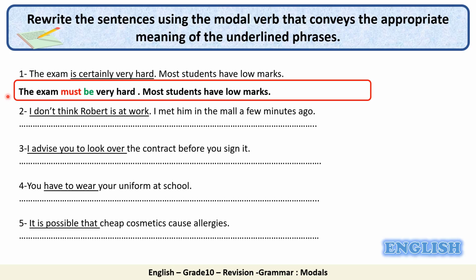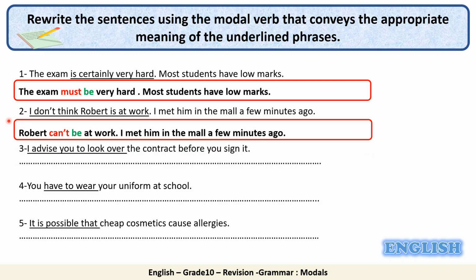Ready to share answers? Yes, let's start. So number 2, I don't think Robert is at work. I met him in the mall a few minutes ago. So here also I have a situation, and out of this situation I reached the decision or the opinion that I don't think he is at work. So here I'm making a negative deduction, and to express a negative deduction I need the modal can't. Excellent. The correct answer is Robert can't be at work. I met him in the mall a few minutes ago.